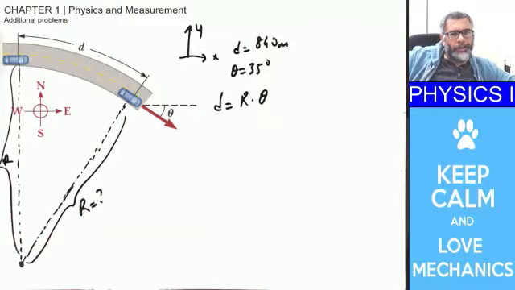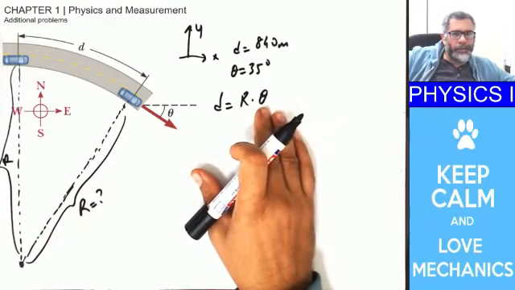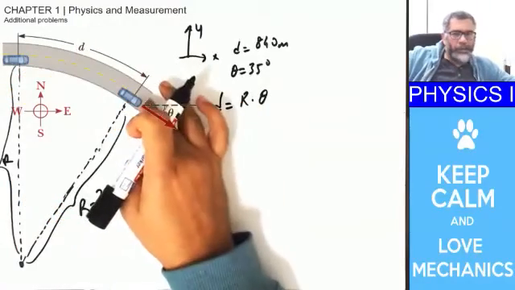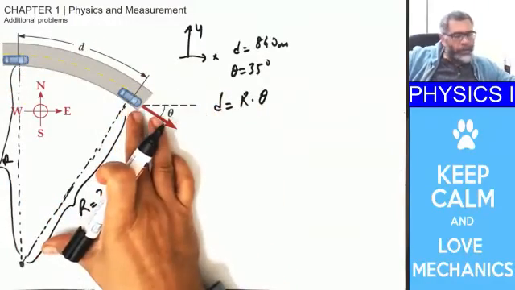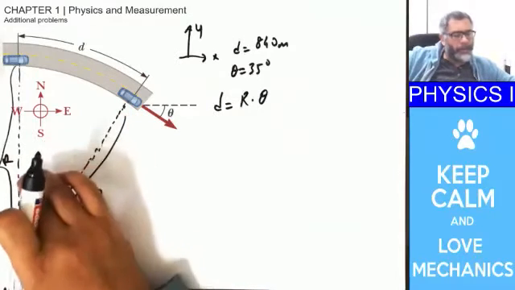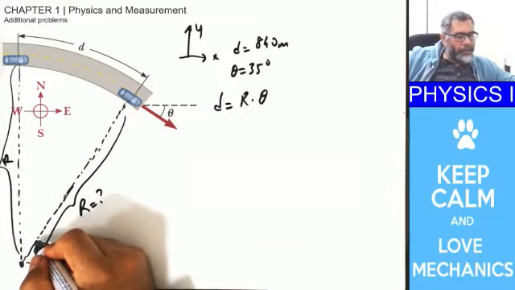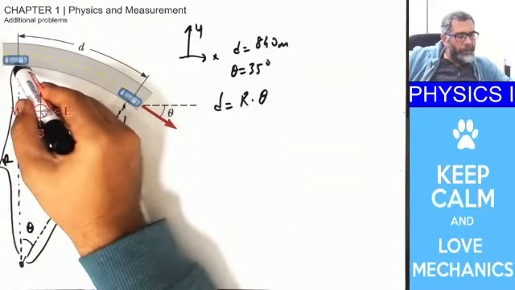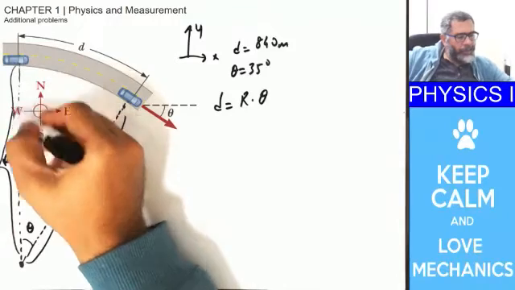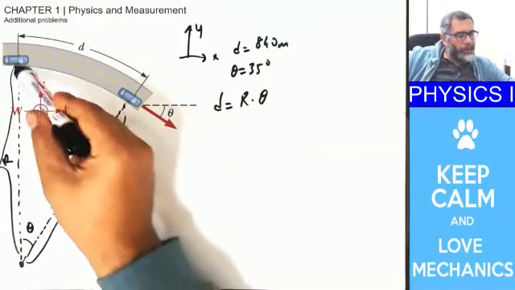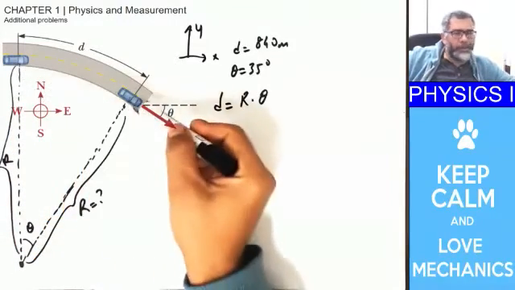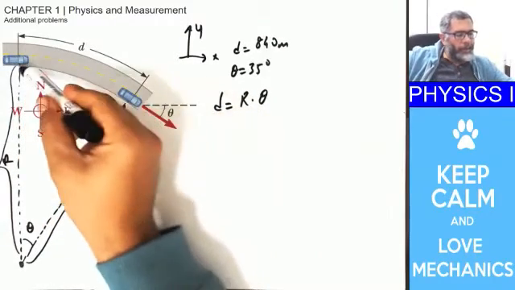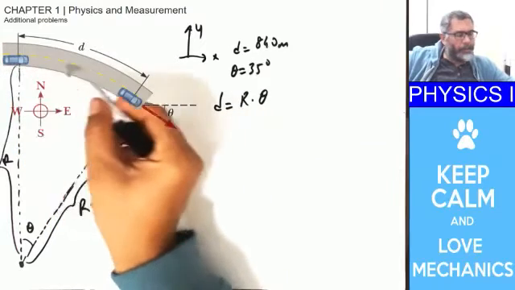And I don't know if it's clear for you. This is coming from geometry. The arc length of a circle is just equal to the circle's radius multiplied by this angle. I just put this angle to be the angle between this line and this line, because these lines locate the position of the car at the initial point and the final point. And d is the arc length it travels.